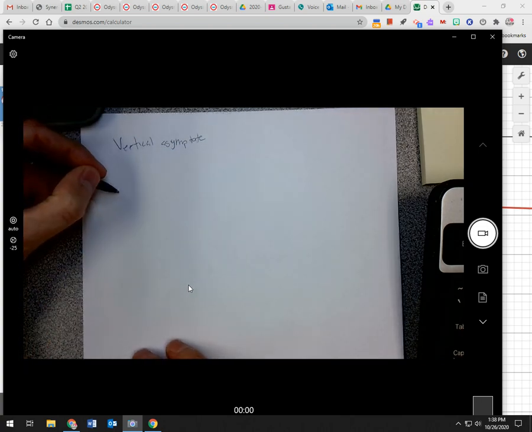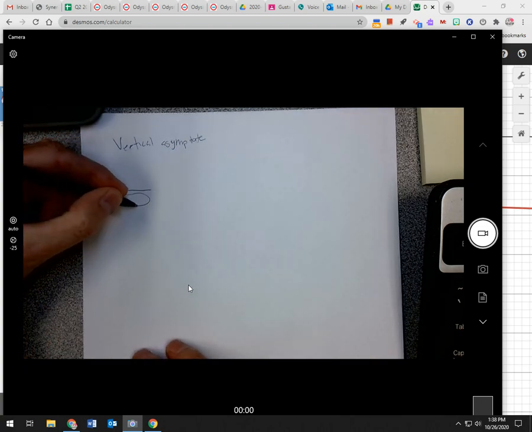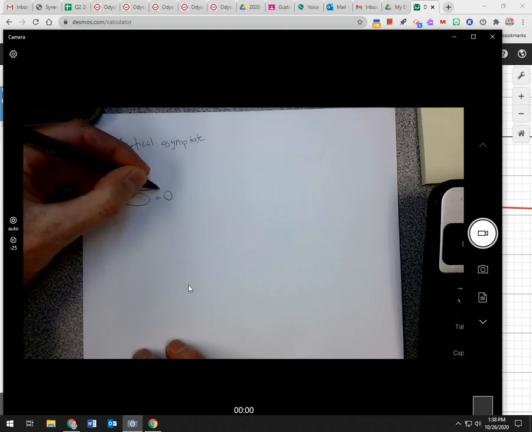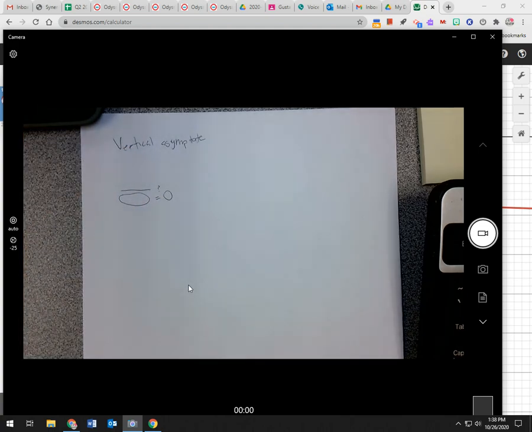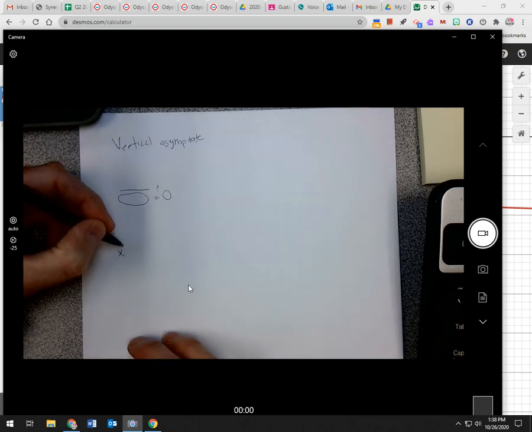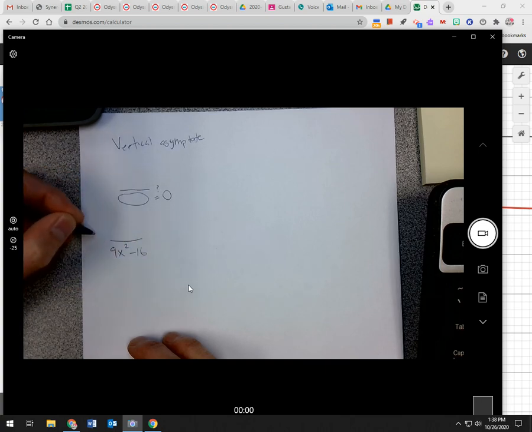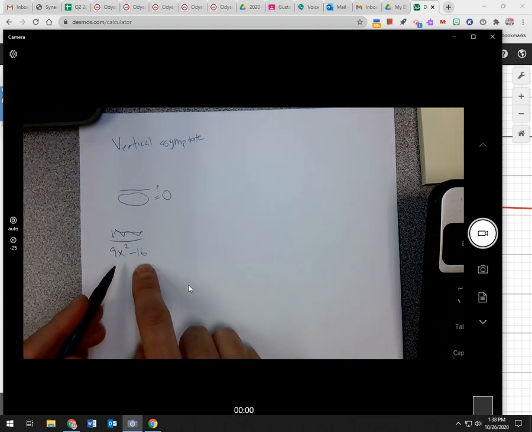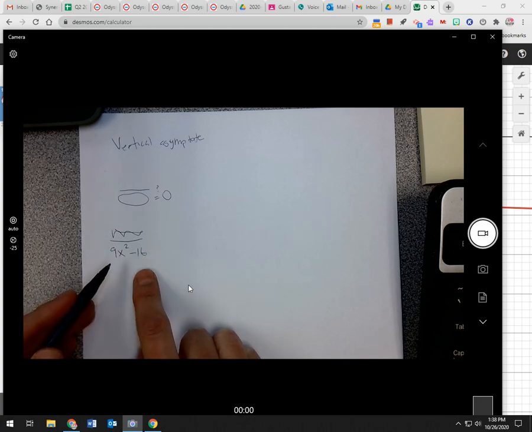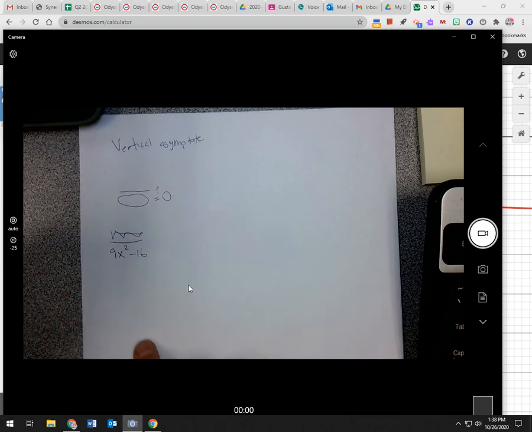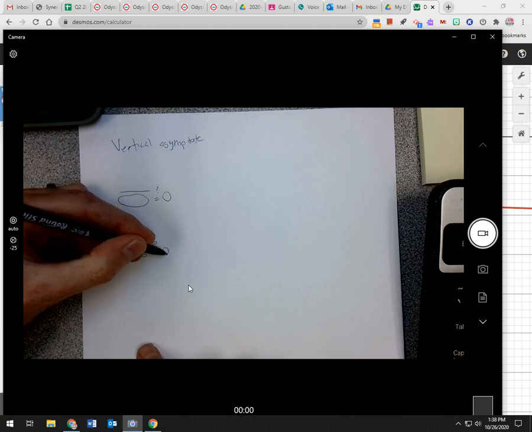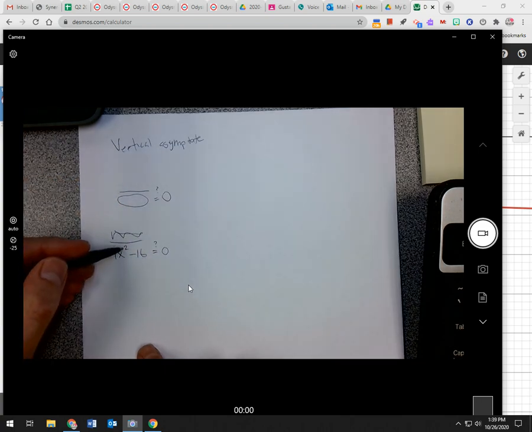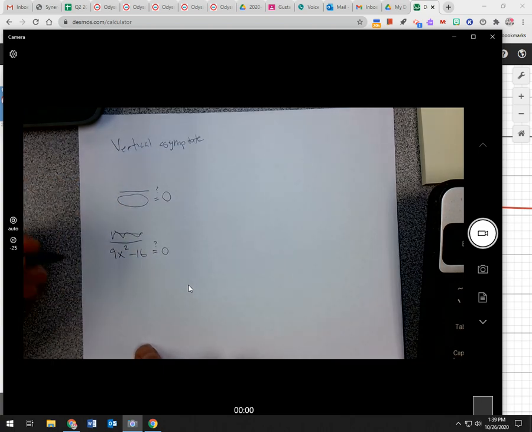Vertical asymptote is really, we only care what's on the bottom. We want to know what's going to make that denominator 0. That's it. So even if you had something like 9x squared minus 16 in the denominator, it doesn't matter what's on top, because it's only the bottom that gives us a problem. You may have to factor this, because if there's a squared in there, you're going to have to do a little bit more work.